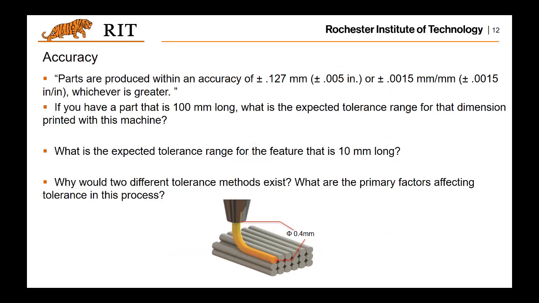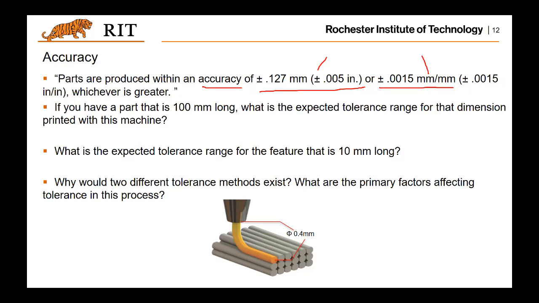So if you ever look at their menu, the description for the accuracy is usually like this. The parts can be produced within an accuracy of positive negative 0.127 millimeter or positive negative 0.0015 millimeter per millimeter, whichever is greater. So basically you want to compare these and find the one which is greater as the accuracy. That means it can only produce a feature as small as the number which is the greater one among the two.